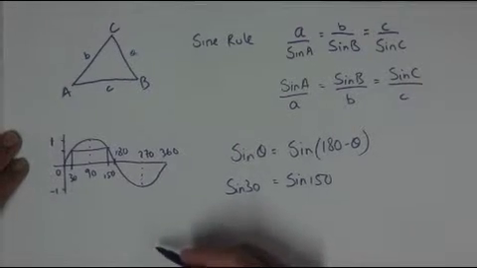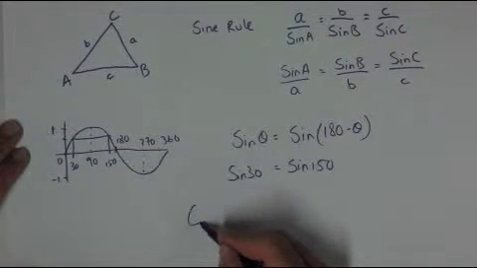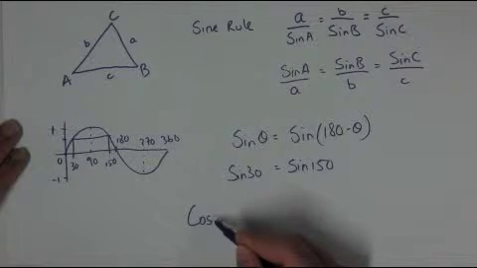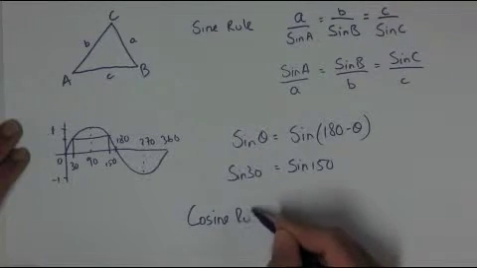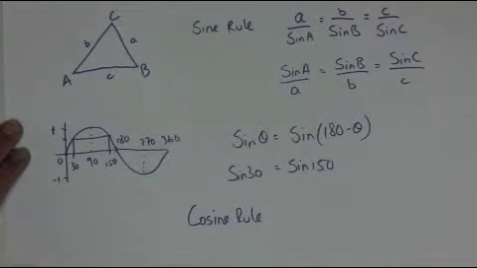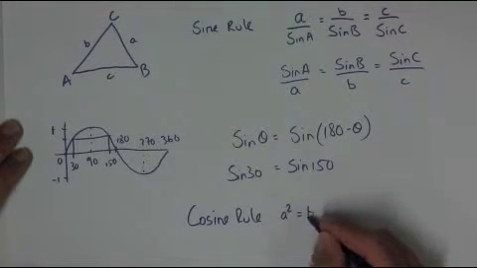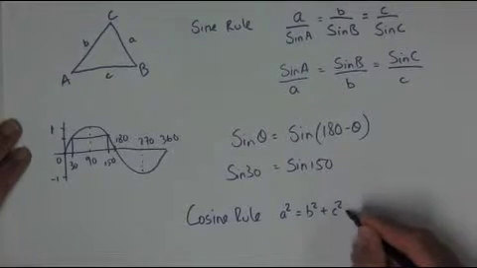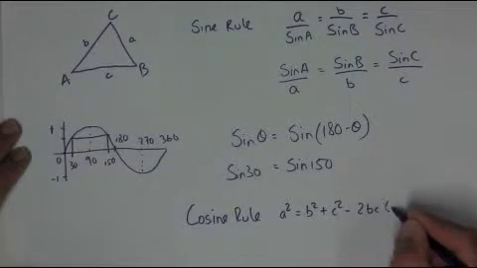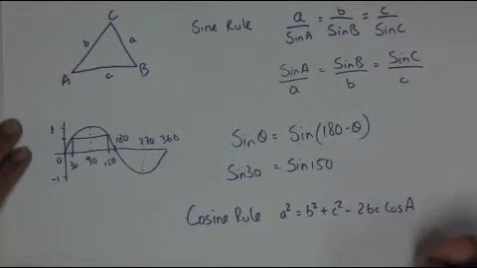The second rule we need to look at is the cosine rule. So again, thinking of our triangle up there, and the relationship that exists, the cosine rule says that a squared is equal to b squared plus c squared take 2bc cos of the angle A.